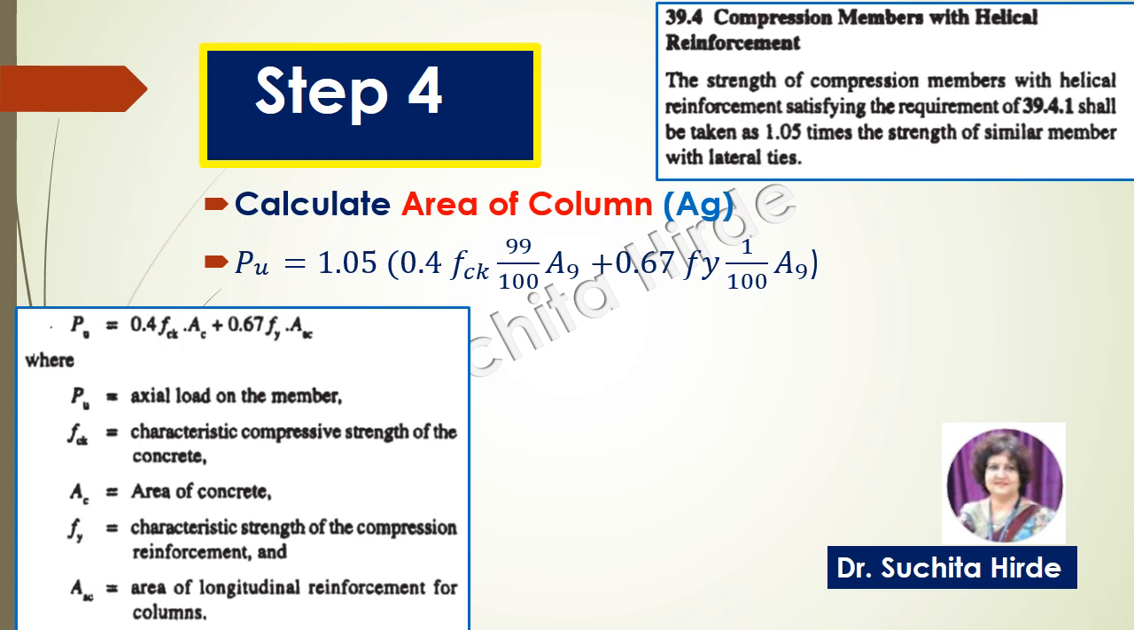1% of steel means 99% of concrete. So replace Ac by 99% of Ag and replace Asc by 1% of Ag. So from this formula, the only unknown is Ag, and we can calculate Ag from this formula. Pu is the ultimate load, which is the service load multiplied by 1.5. If you substitute everything in this formula, you will get Ag. And we know that area of circular column is pi by 4 d square. So pi by 4 d square is equal to Ag. If you calculate, you will get diameter of column.